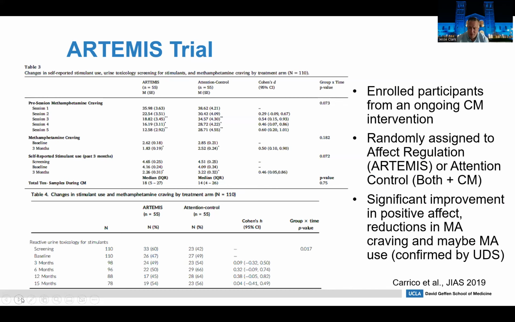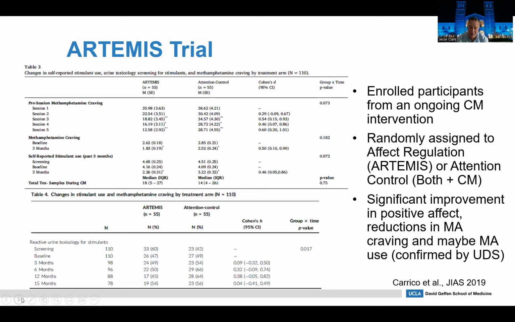So Dr. Carrico has done this in several trials. One of the biggest ones is the Artemis trial. They took participants who were already in a contingency management intervention and used positive affect regulation as an adjunct on top of that to see if it had further benefits in terms of reducing meth use. Participants were randomly assigned to either the affect regulation or an attention control. Both groups, though, did receive contingency management as a baseline.